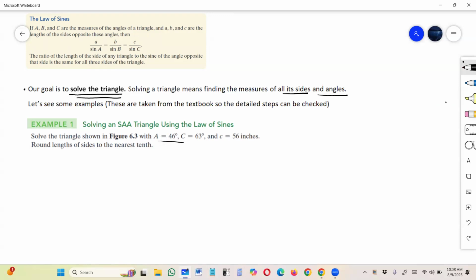Here's the information that we're given. We have to solve the triangle, which you already know means find all the sides and all the angles.